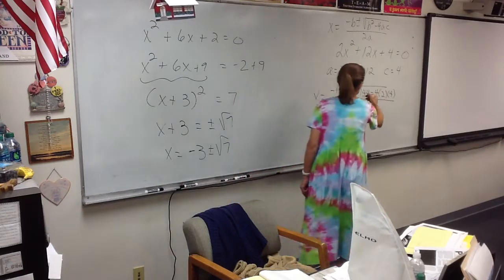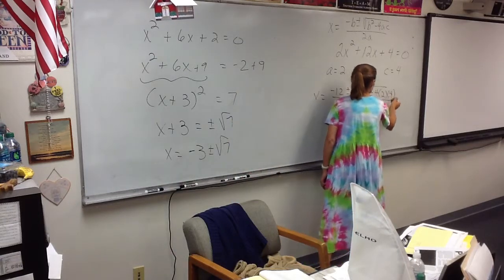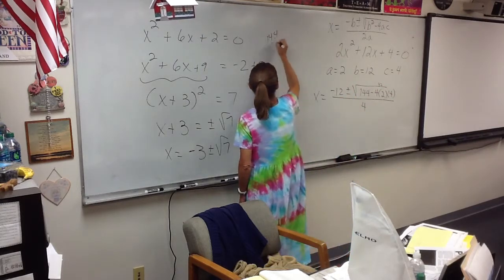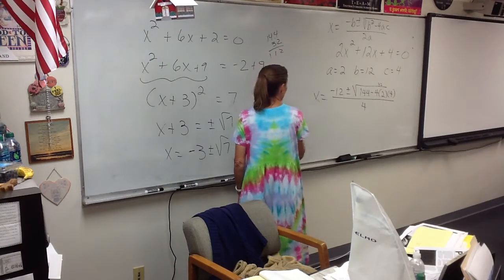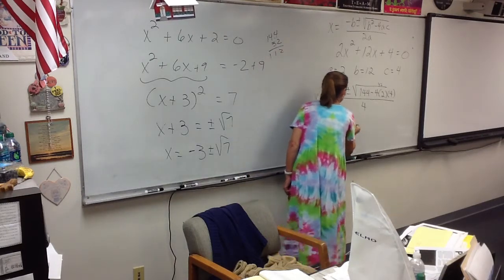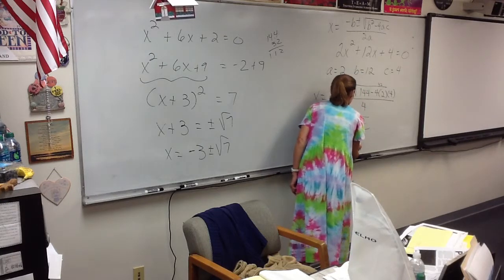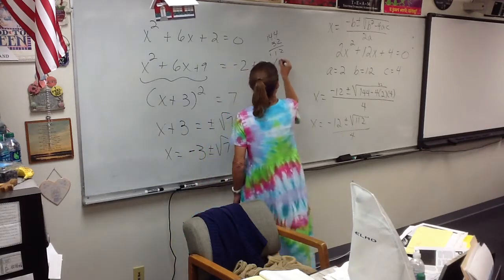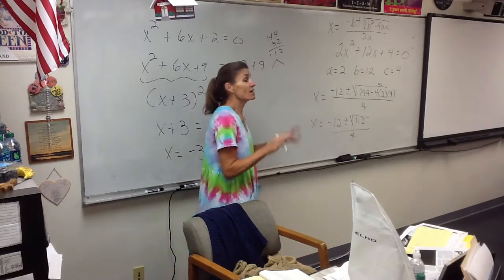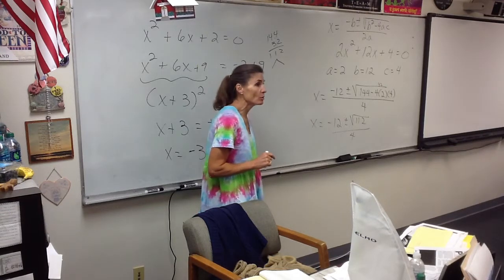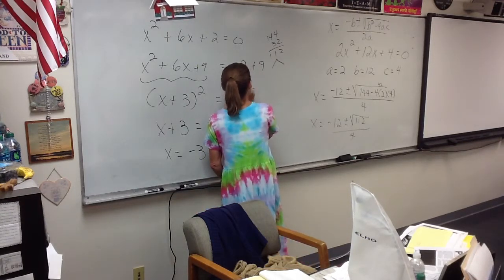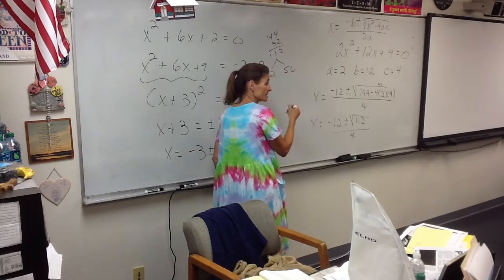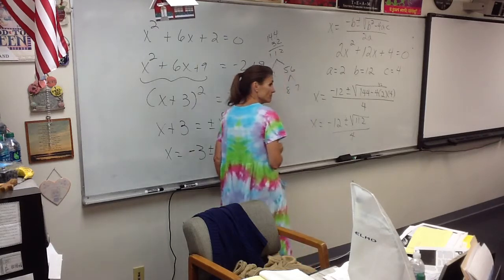So now I got some arithmetic to do. 4 times 2 times 4 is 32. So 144 minus 32 is 112. Now, obviously, I need to try to break down my 112. So I don't know what goes into 112, but I know 2 goes into 112, right? So I'm just going to start with 2. So 112 divided by 2 is 56. Oh, 56 is 8 times 7.